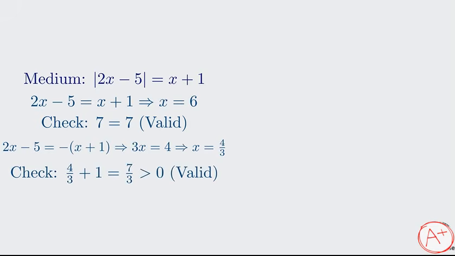Case 2 gives 2x minus 5 equals negative x minus 1. Adding x and adding 5 gives 3x equals 4, so x equals 4/3. Checking this, the right side is 4/3 plus 1, which is 7/3. This is positive, so this solution is also valid.